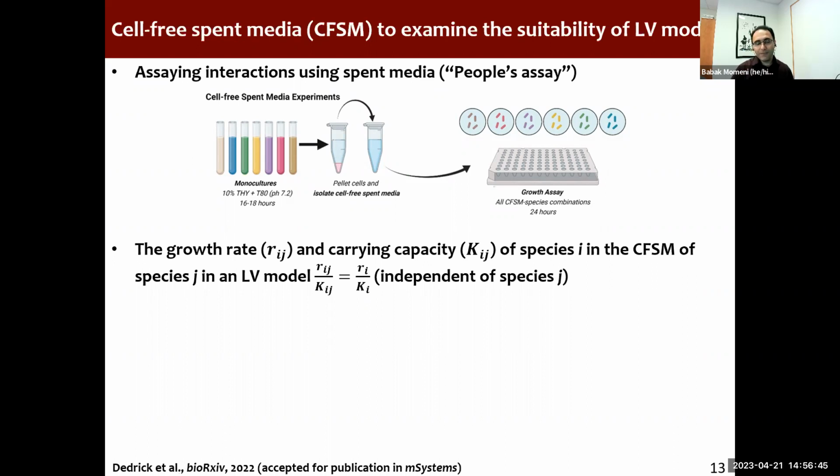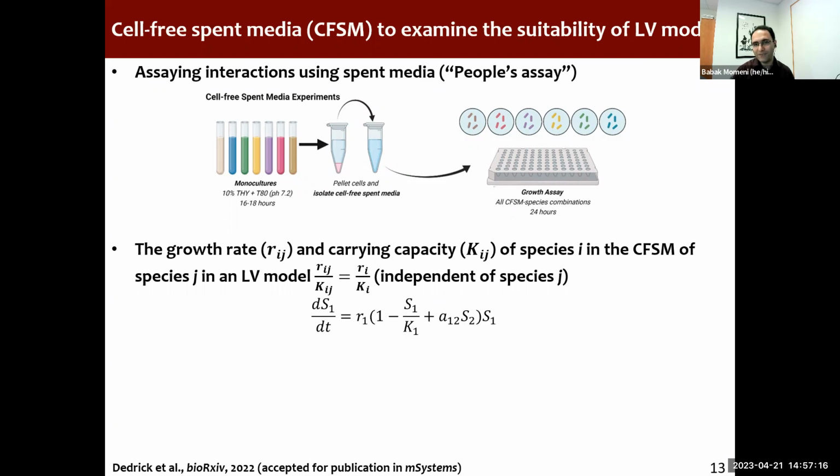But importantly, what comes out of the Lotka-Volterra type equations is that if you run these experiments, the ratio of growth rate to carrying capacity in the CFSM is similar to the ratio of growth rate to carrying capacity in fresh media not affected by any other species. And what that means is that this is really independent of the species J. So regardless of what CFSM you're using, what the species it's coming from, the ratio should be constant.